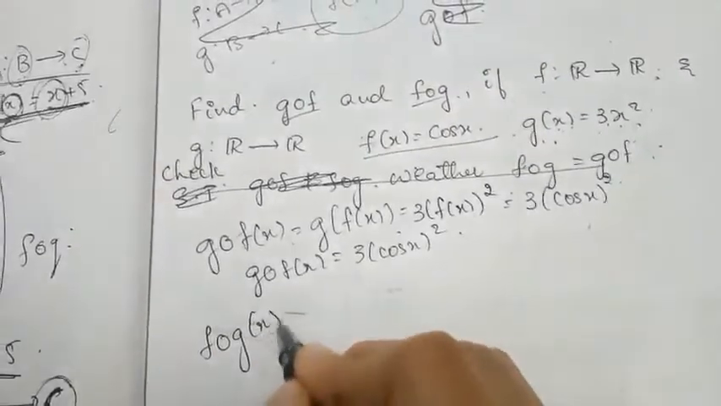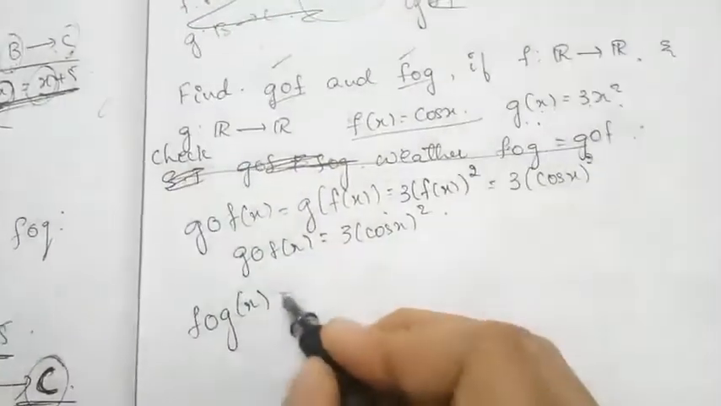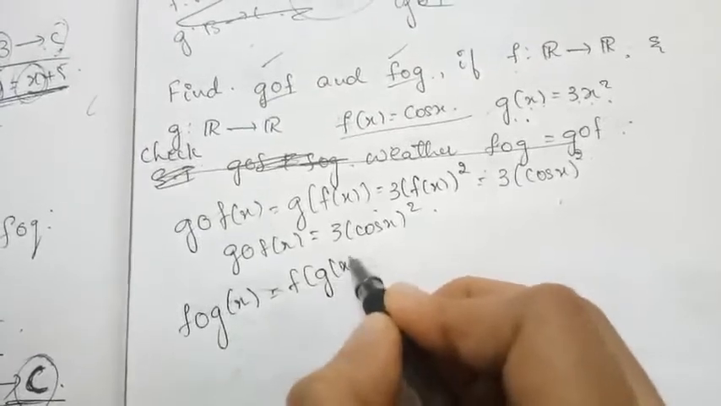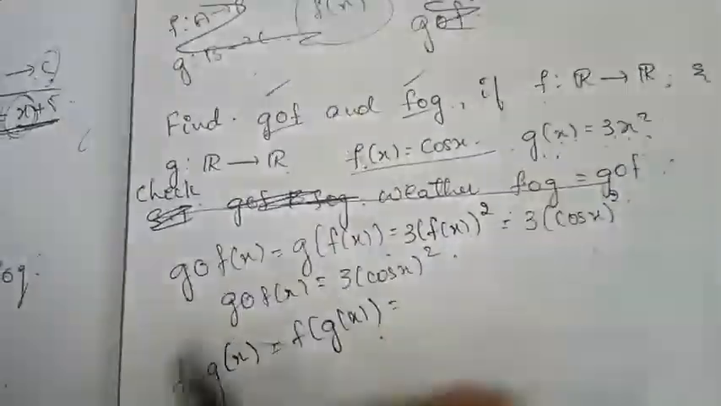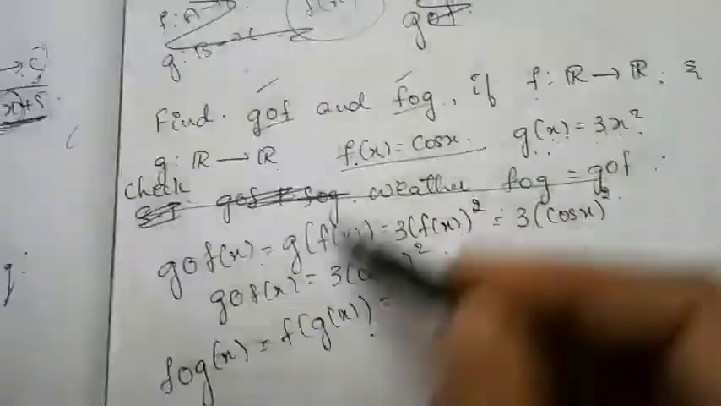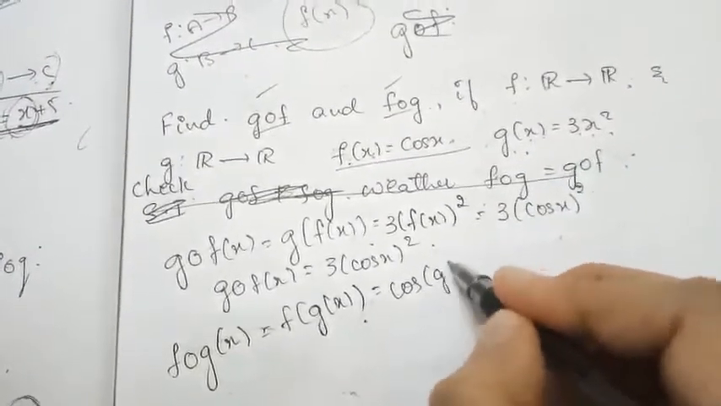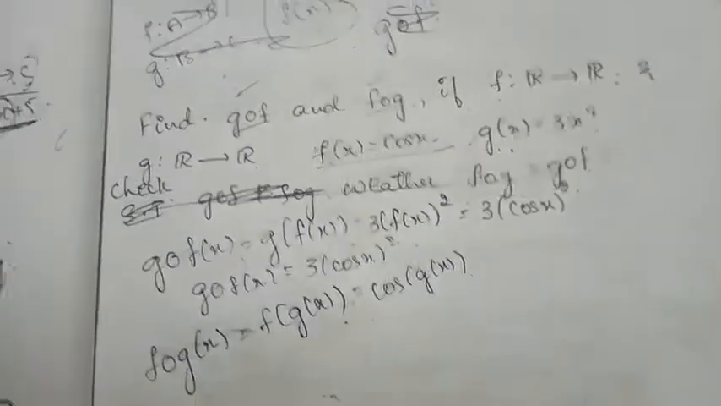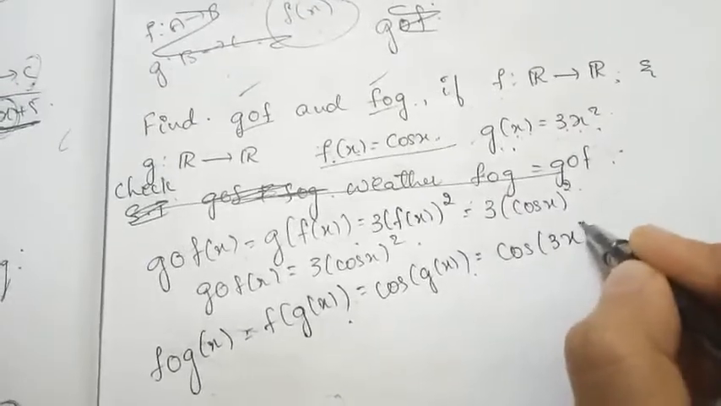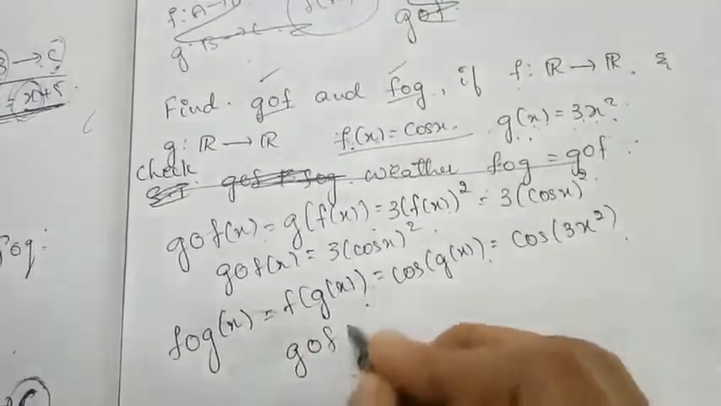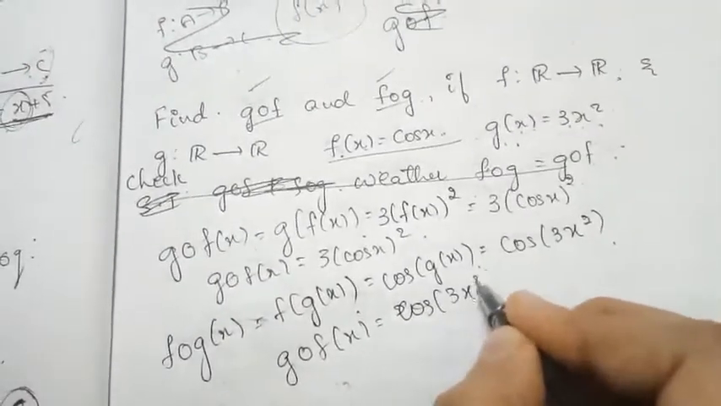Now fog of x, they asked us to find both the function combinations. What is fog of x? That is nothing but f of g of x. So f of x is equal to cos x, f of t is equal to cos t. So f of g of x means cos g of x. So what is g of x? It is 3x square. So cos 3x square. So clearly f of g of x or fog is equal to cos of 3x square.